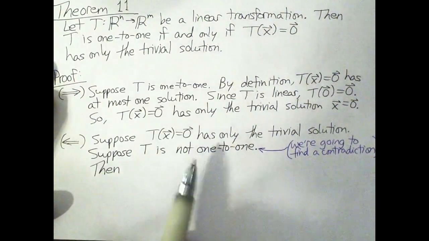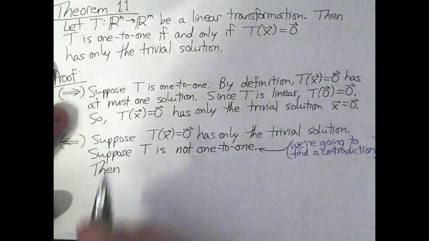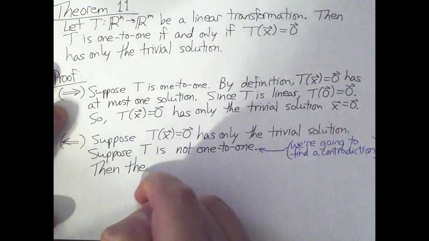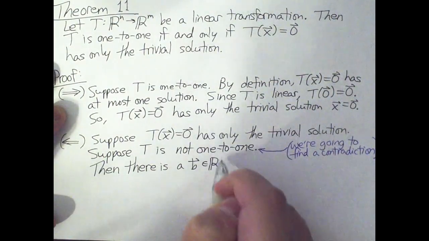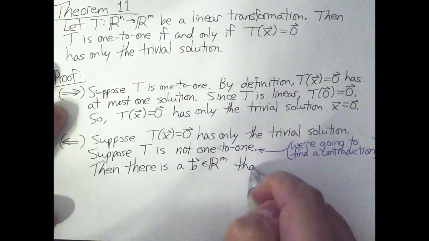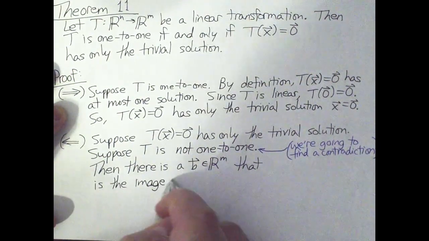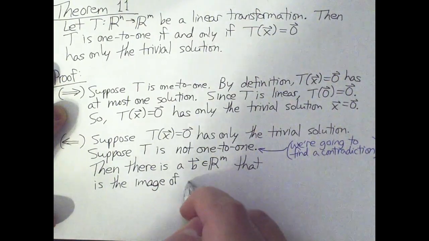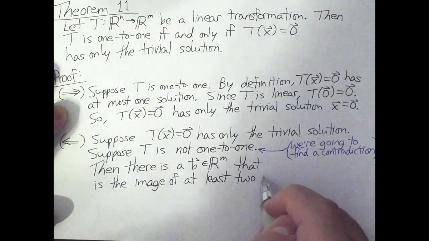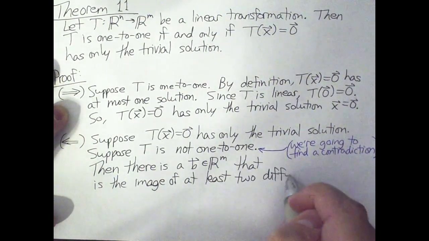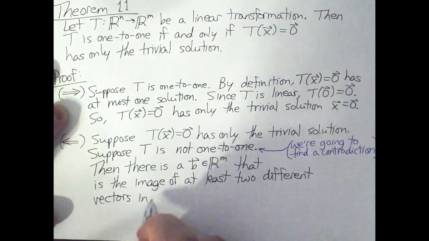We could refer back to the definition of 1 to 1 if we need to. And what would it mean to not be 1 to 1? Then there is a b in Rm that is the image of at least two different vectors in Rn.